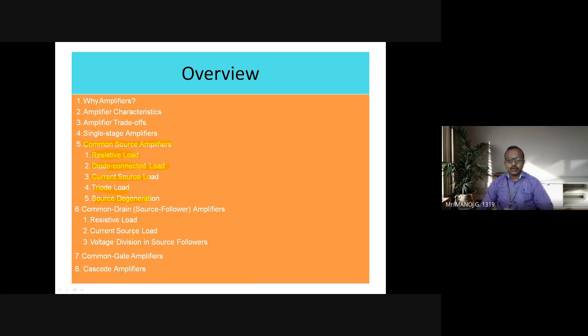Okay, and then we'll go to the second type of amplifier, that is common drain amplifiers. They are otherwise called source followers, right? Followed by that, we'll also analyze the resistive load, current source load, and voltage division source follower, right? Then the last type, that is the common gate amplifier. We will analyze all these amplifiers. The last topic is the cascode amplifier or combination amplifier. So this is the overall view of the first module.